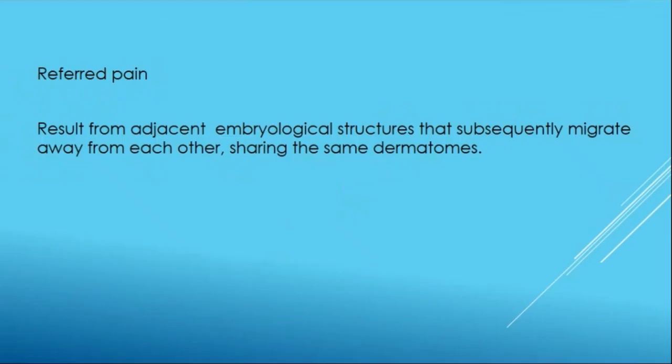I think now you've got a rough idea about what visceral pain is and what parietal pain is. The third one is referred pain. Referred pain is a result of adjacent embryological structures that subsequently migrate away from each other. But the dermatomal nerve supply is shared. Though they separate, they are sharing the dermatomes. That is why they get referred pain.